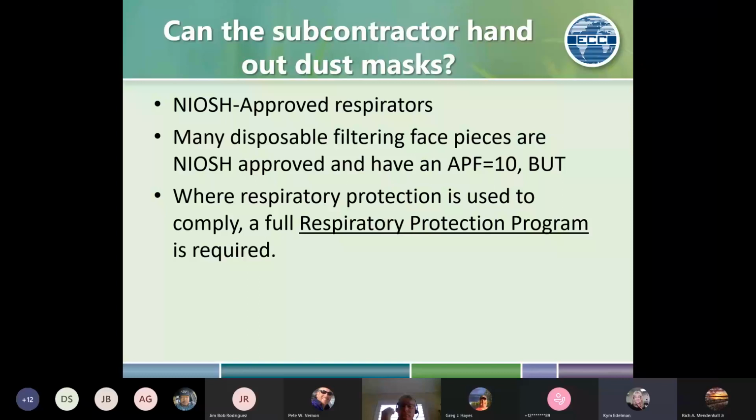The other thing to remember is that these cyclones are very cumbersome for the individual to wear. So you really have to coach somebody on how to wear them and watch them during the sampling process.